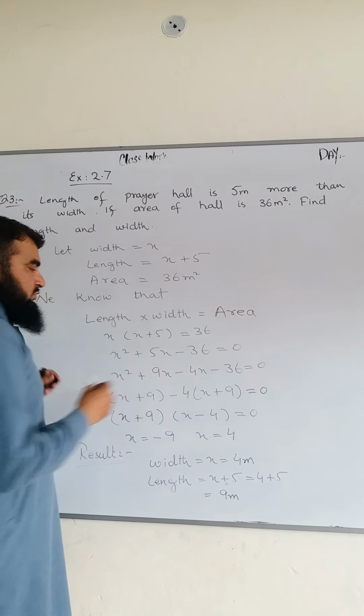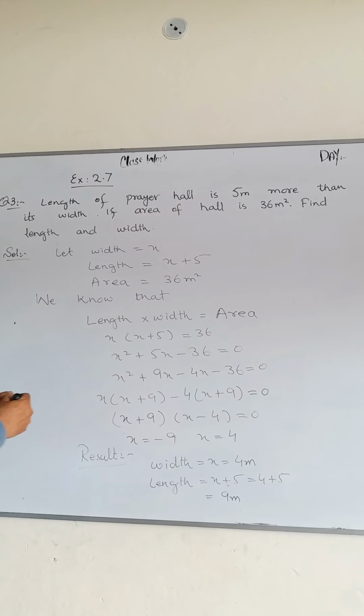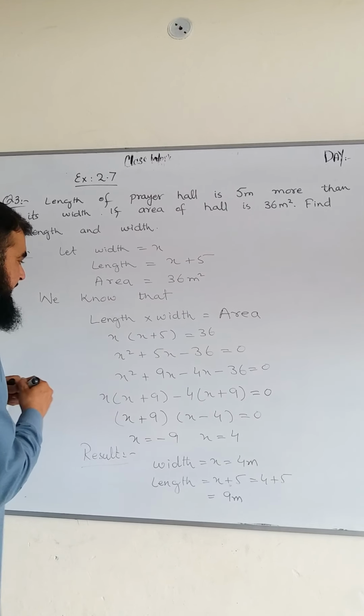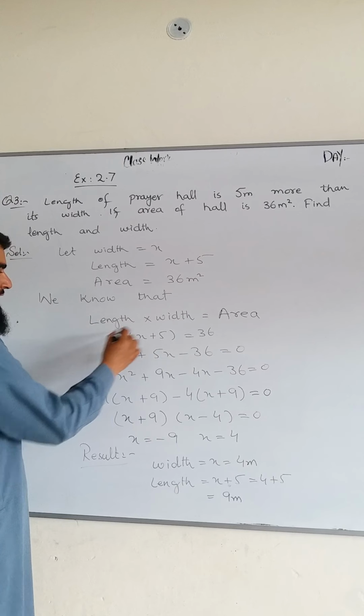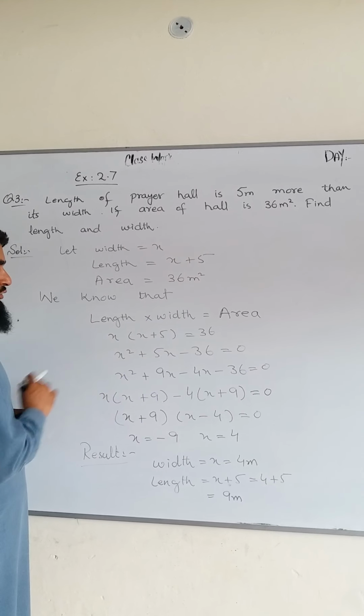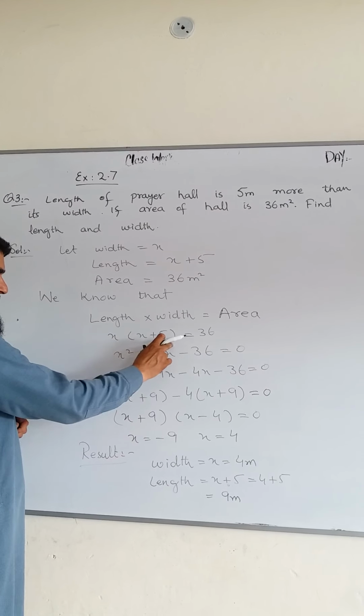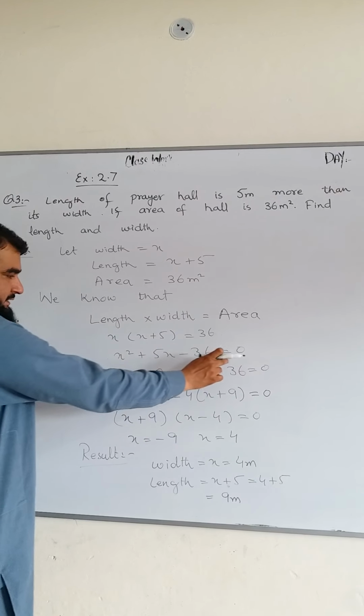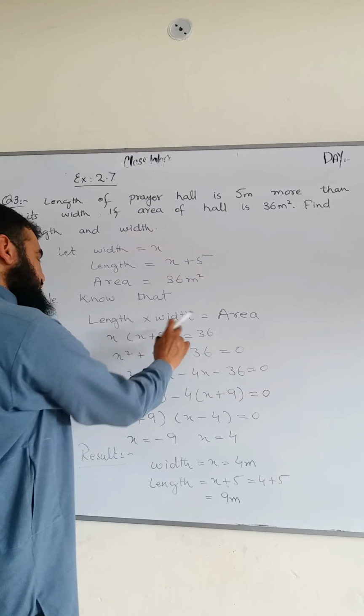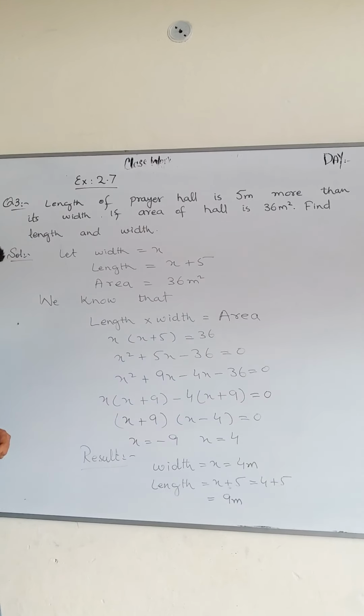So we will put values in it. Length has the value x plus 5 and width has x. Then we multiply this x with this bracket, so x square plus 5x minus 36. We shift 36 to this side, so minus 36 equals 0.